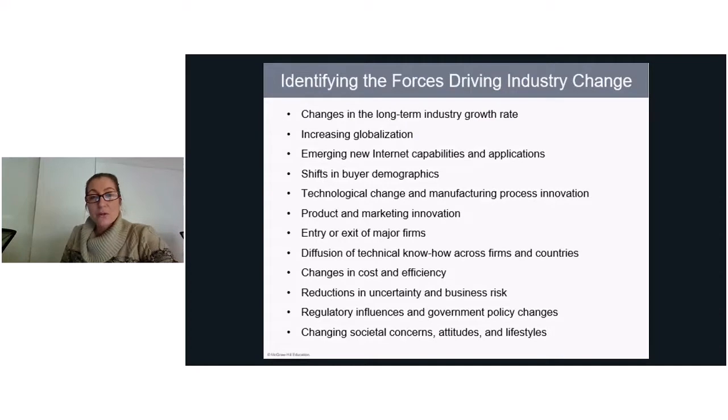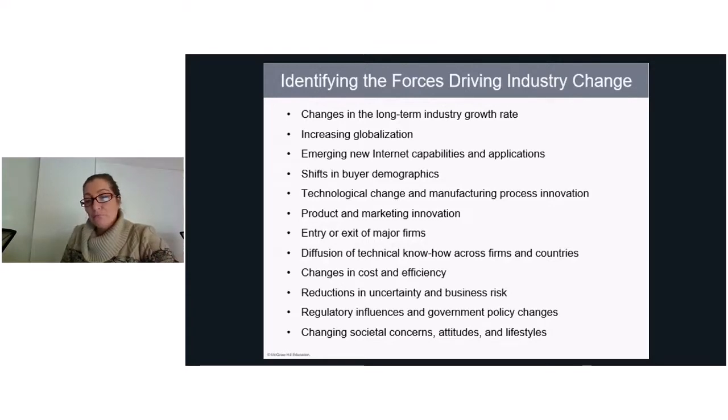So here we go with those 3 steps. Identify the forces driving the industry change. Here's some things to consider. Changes in the long-term industry growth rate, how's that? Is that going up or down? Have we got increases in terms of globalization for this particular product category? Are there new capabilities and applications emerging?